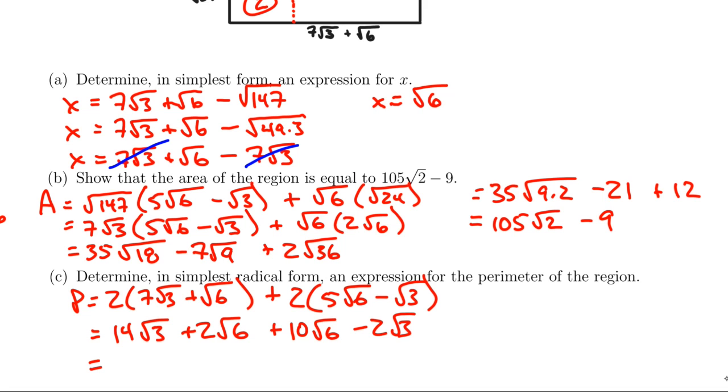And then putting together the like terms, 14 root 3 and minus 2 root 3 will be 12 root 3. 2 root 6 plus 10 root 6 will be 12 root 6. And then it turns out there's really nothing I can do beyond that. That's as simple as it's going to get.